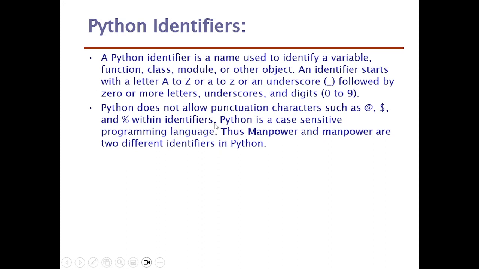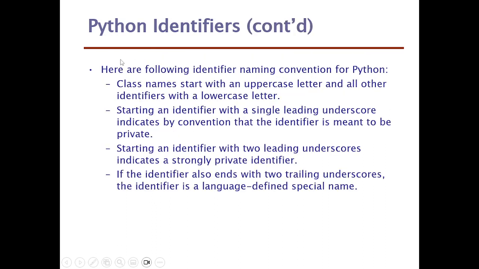Okay. So in Python, Manpower and manpower are two different identifiers. So this is the example: if we have the Manpower variable, it is different from manpower, which has a small letter in the first word. So, Python identifiers continuation.